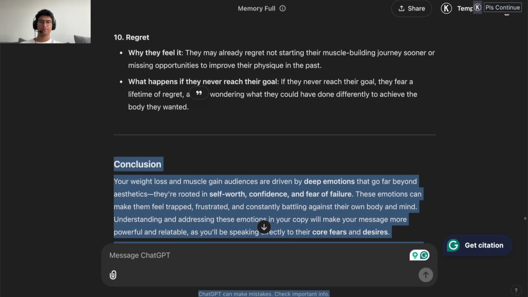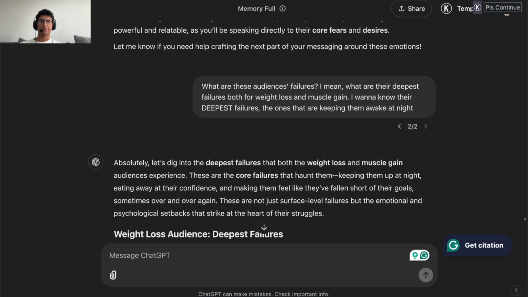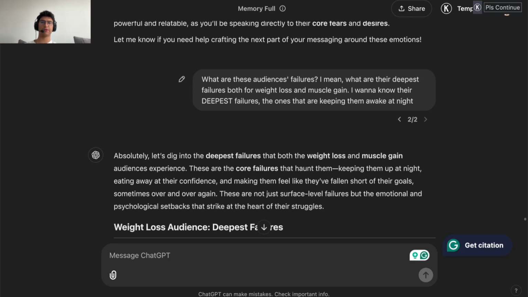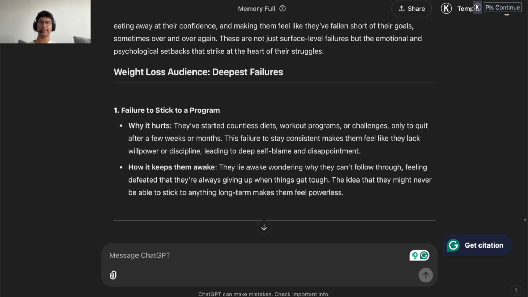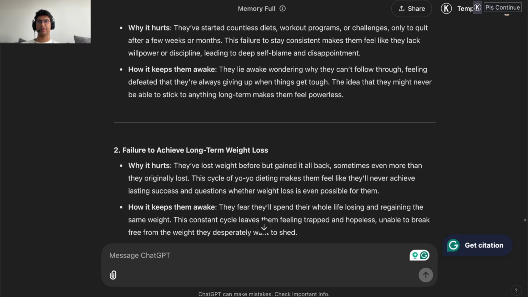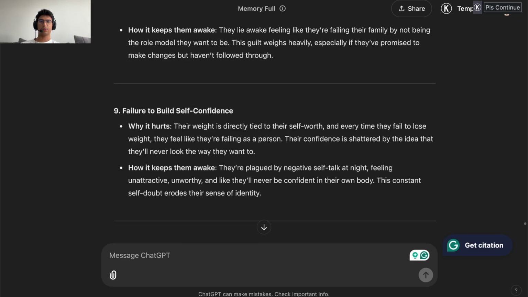And so the next thing would be failures. Again, we go for the failures. So what are this audience's failures? I mean, what are their deepest failures, both for weight loss and muscle gain? I want to know their deepest failures, the ones that are keeping them awake at night. In the same thing, you're going to find them all right here.